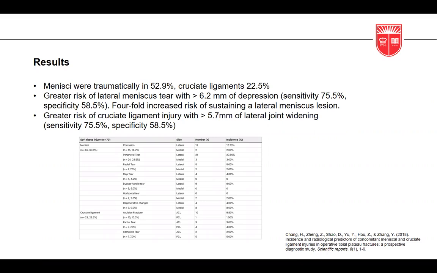The study concluded that lateral plateau depression and lateral condylar widening can help you predict a higher risk of meniscal and ACL injury, providing guidance to the surgeon to look for and be prepared to treat these injuries.